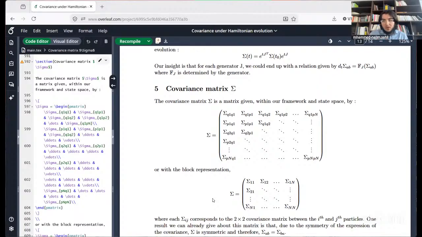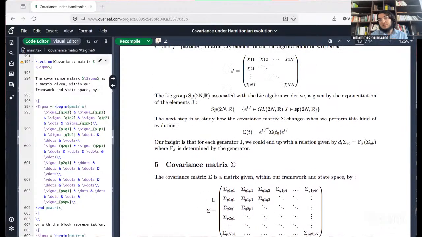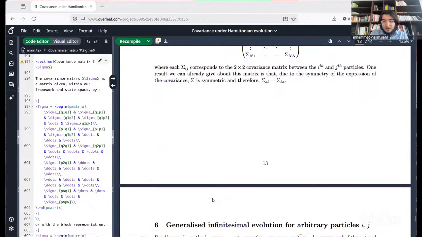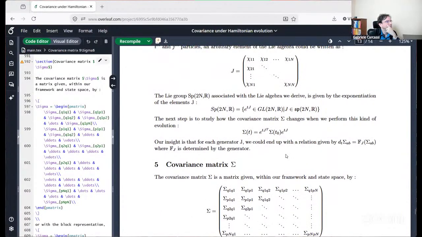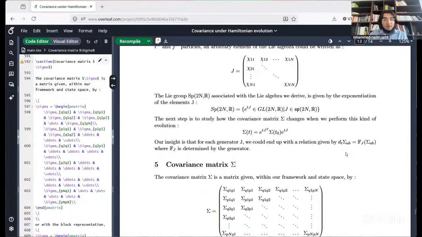an operator that we call F, and this element F is just at the top. Yeah. So our insight is that for each generator J, we could end up with a relation given by the time derivative of sigma AB is just a linear function capital F of J, because it's depending on the generator that you are acting on the sigma matrix.